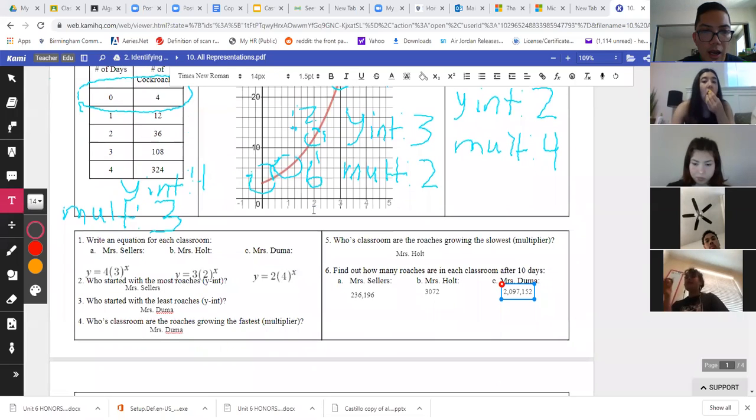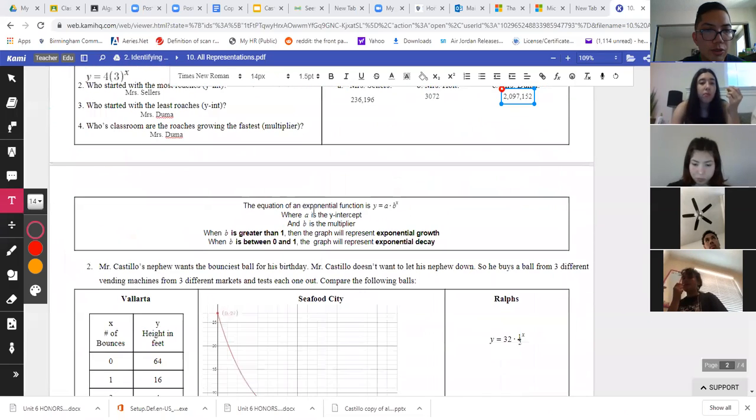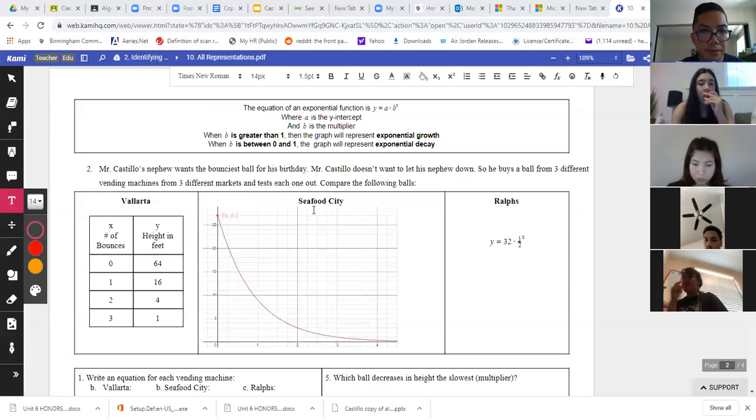So let's go ahead and go to the second question. Now the other teachers made this question. So Mr. Castillo's nephew wants the bounciest ball for his birthday.